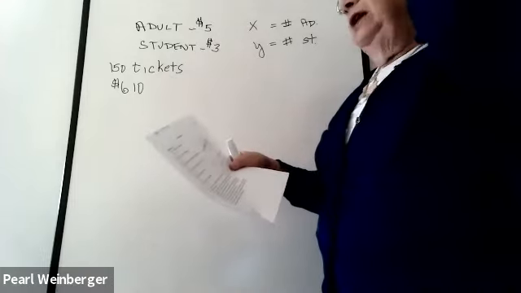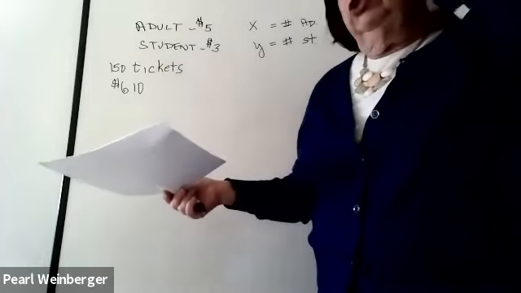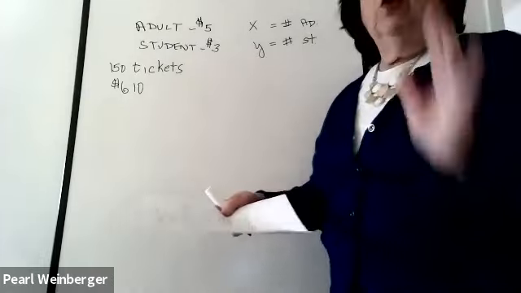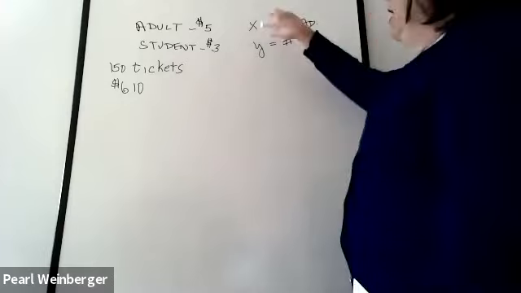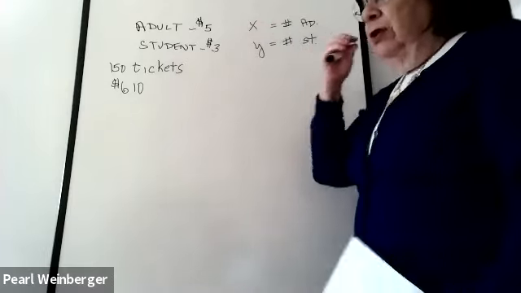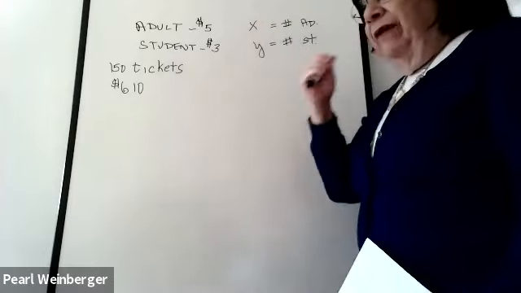Because with students, there are a lot of things that could be about students, like how tall the students are. We want to be specific. What does that variable stand for? It stands for how many student tickets were sold. And X stands for how many adult tickets were sold. You have to be clear in your mind what your variables represent.